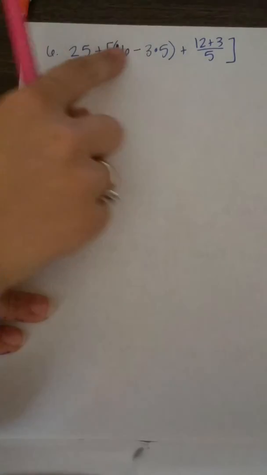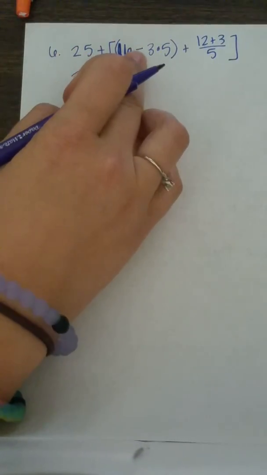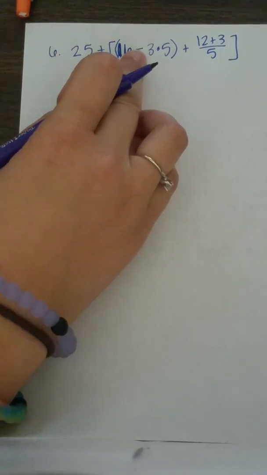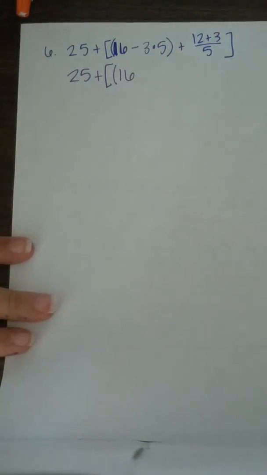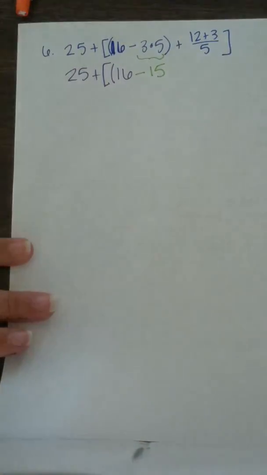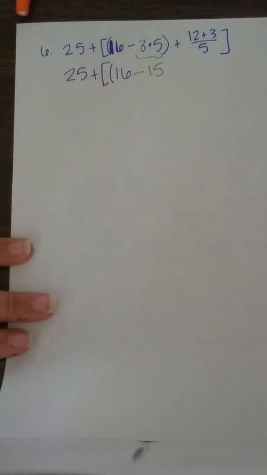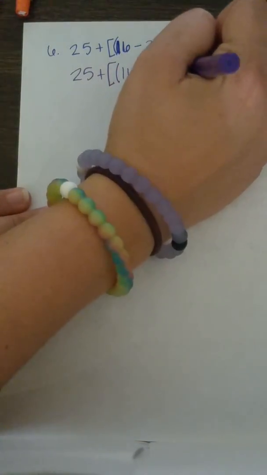All right, so the first thing we do is we do what's in the parentheses. Guys, please be quiet while I'm teaching. Bring down your 25 plus and draw your brackets. Now, do we go ahead and do 16 minus 3? No. What comes first, multiplication or subtraction? Multiplication. So we need to do 3 times 5, okay? 15. So we did 3 times 5 and we got 15, plus.